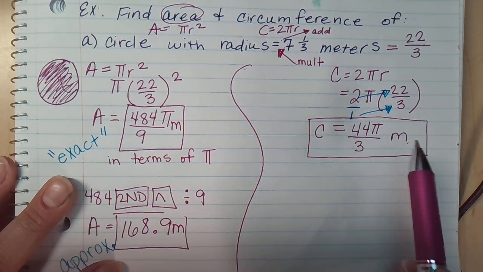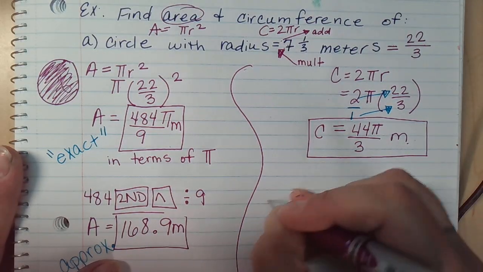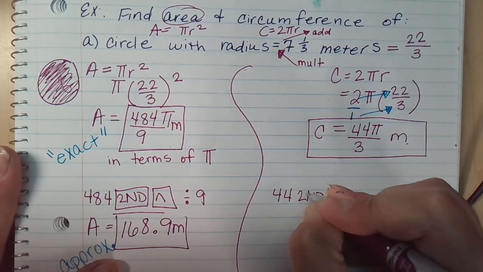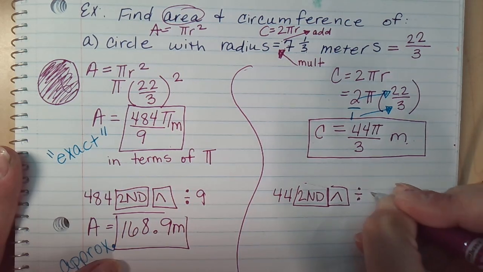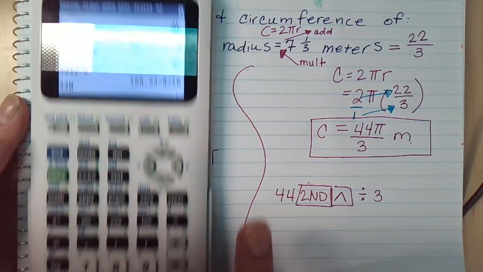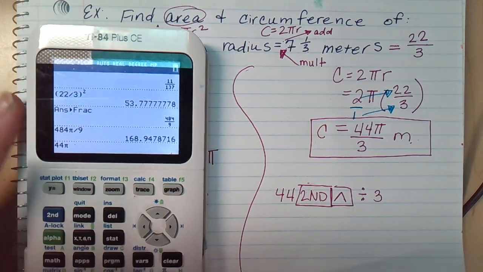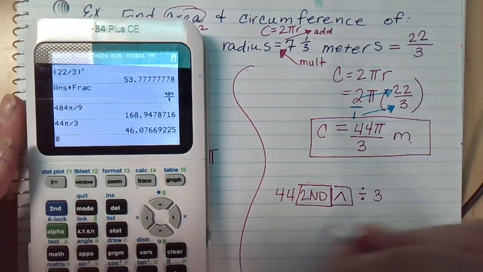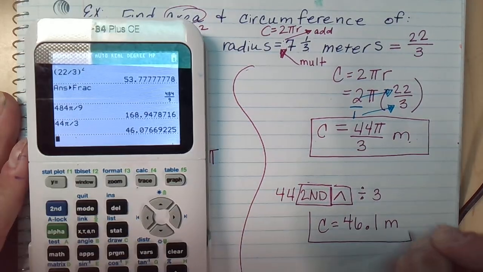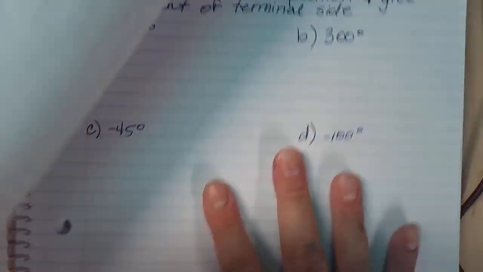If you're thinking that's miles, MI is miles. Okay, now if we want to, that's the exact. Now let's find that approximate. We're going to say 44 second caret. That'll give us the pi divided by 3. And the caret is right here. The second is that blue button. And we get 46, maybe 0.1 meters. I just rounded to the 10th. On your homework, you'll have to check and see what they want you to round to. All right, let's keep going.